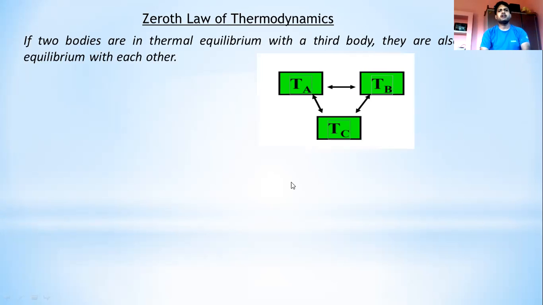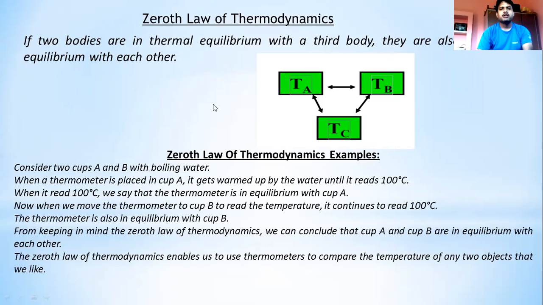If two bodies are in thermal equilibrium with a third body, then they are also in thermal equilibrium with each other. That means, consider three bodies A, B and C. The temperature of A is TA, the temperature of body B is TB, and the temperature of C is TC. Now A and C are in equilibrium, and B and C are also in equilibrium. Then according to the Zeroth law of thermodynamics, we can say A and B, those two bodies, are also in equilibrium. That is the statement of the Zeroth law of thermodynamics.